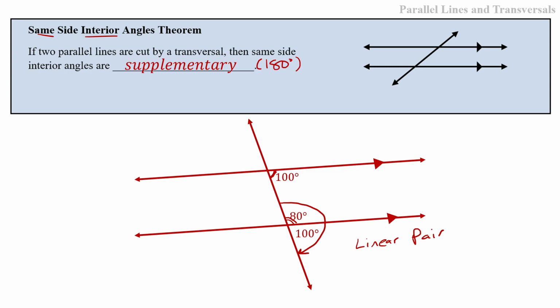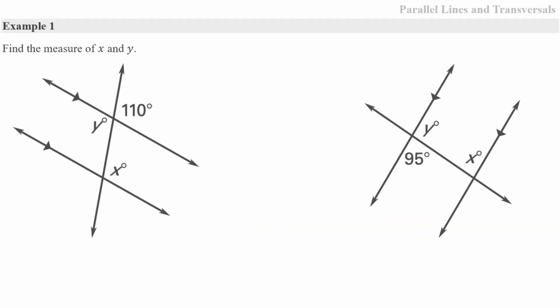Now if I take off this bottom one here, what do I notice about these two same side interior angles? Well, if you add 100 plus 80, that's going to give you 180, making them supplementary. So on the picture here, we can see that angles 4 and 6 are going to be supplementary. That means that the measure of angle 4 plus the measure of angle 6 is going to equal 180.